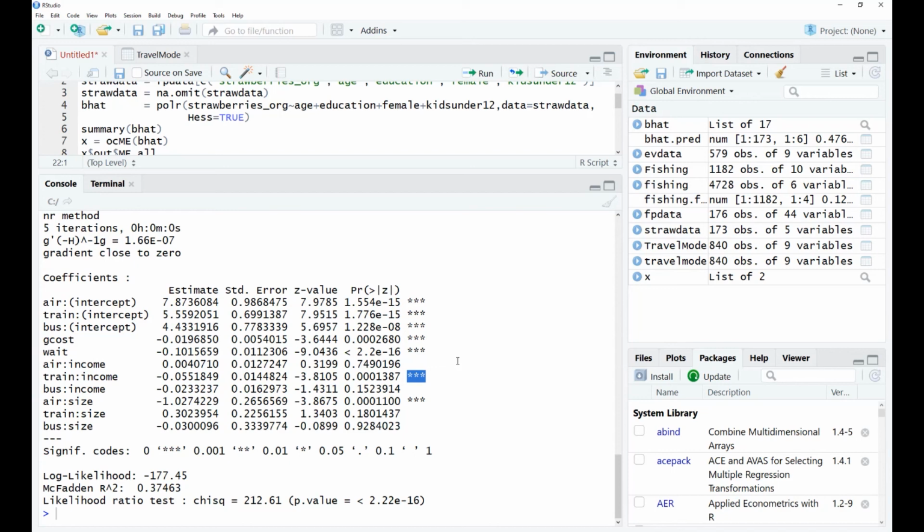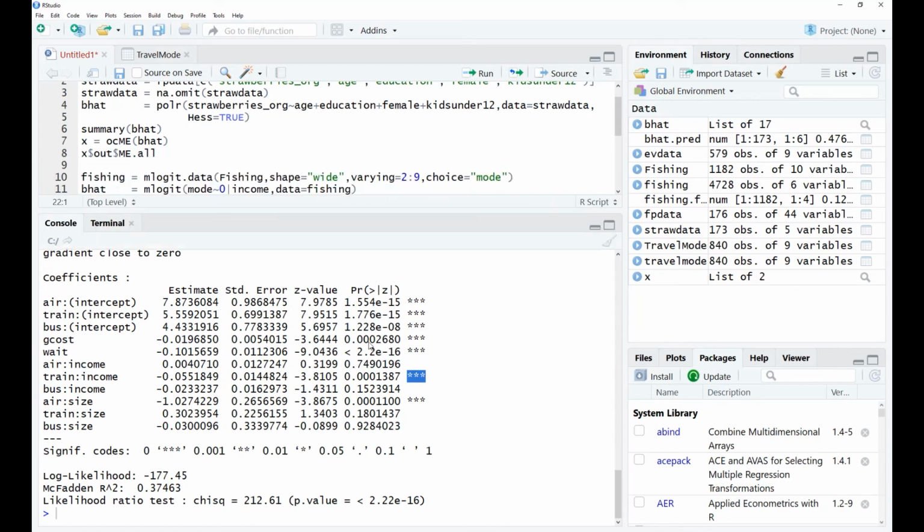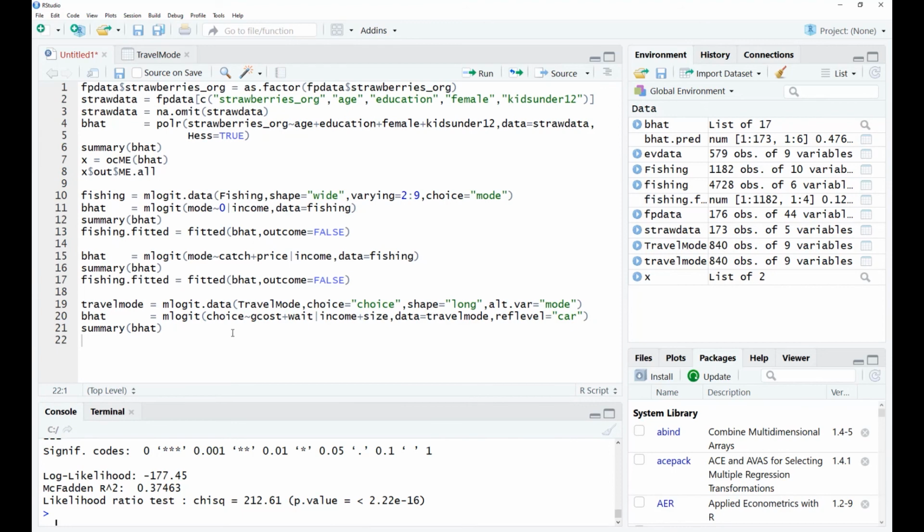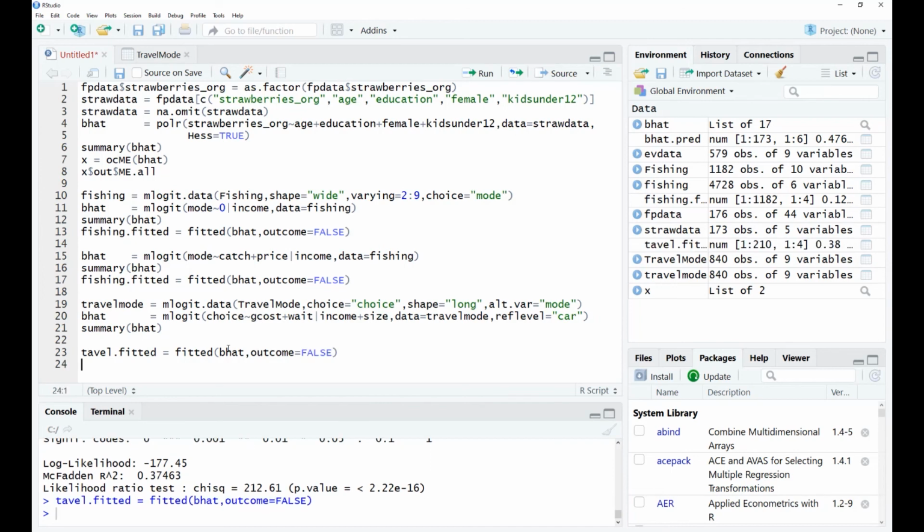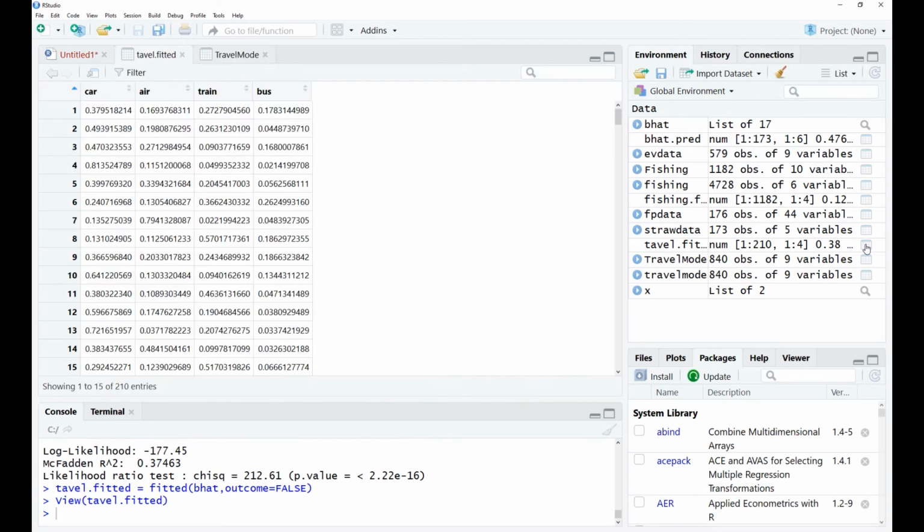And very much like before, you can calculate the fitted values by typing, say, travel.fitted equals fitted(b hat, outcome = FALSE). So now this again represents the probabilities. Note that we have the probabilities all summing up to 100%.